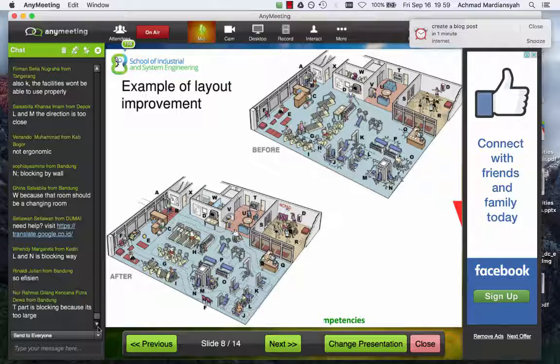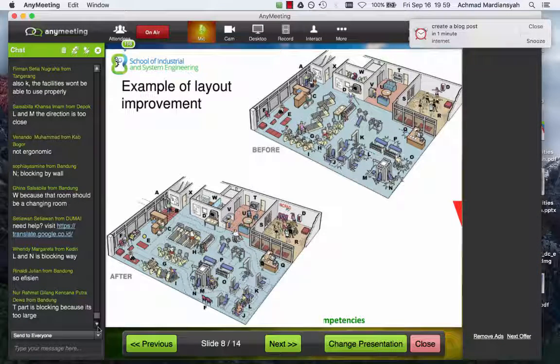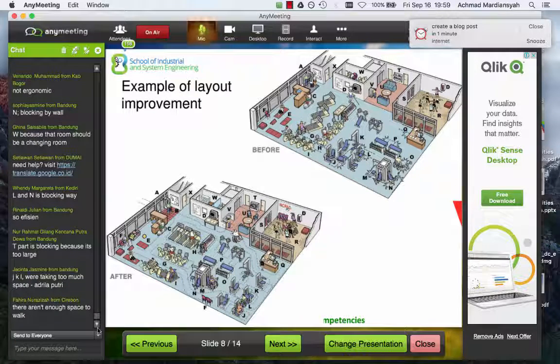So W. What is W? W inside the room. Really? Do we need to change that? No.